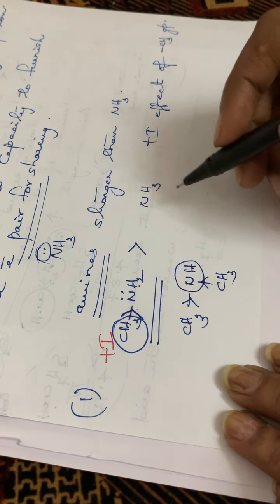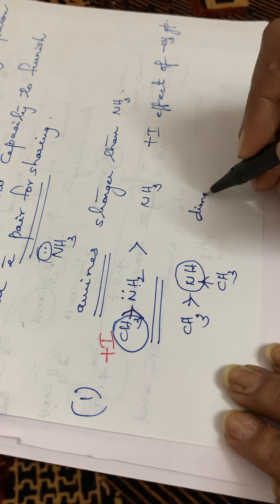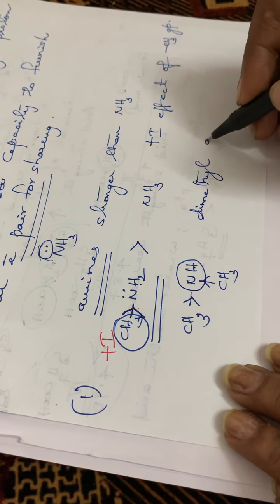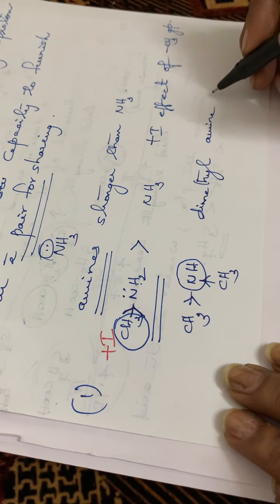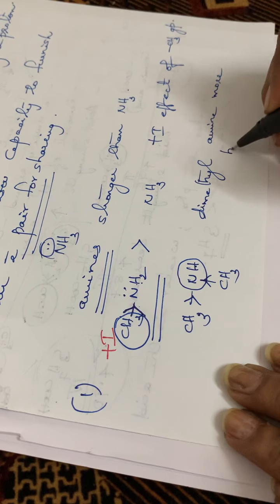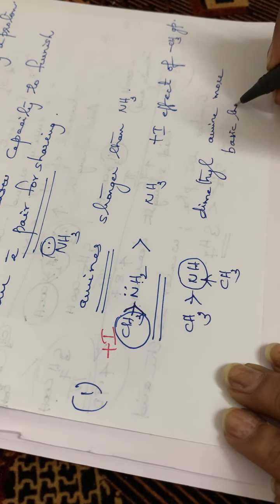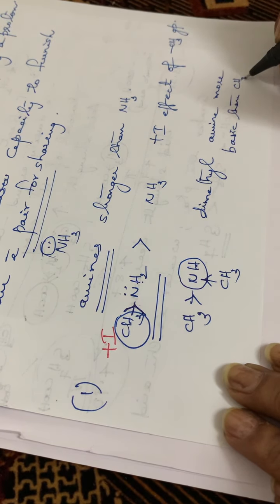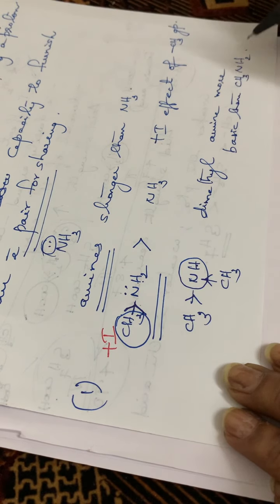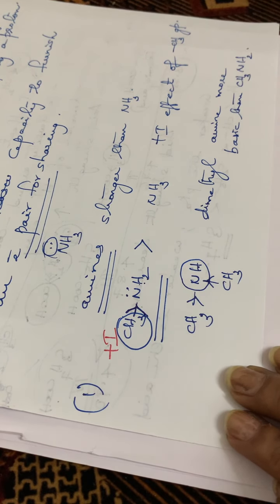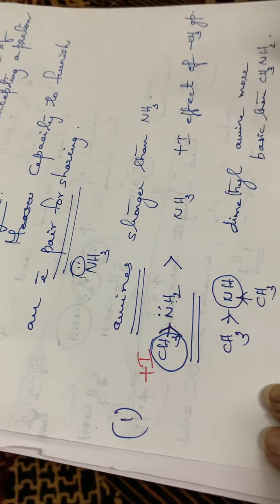Dimethyl amine is more basic than methyl amine, CH3NH2. Okay, then the next is another example.